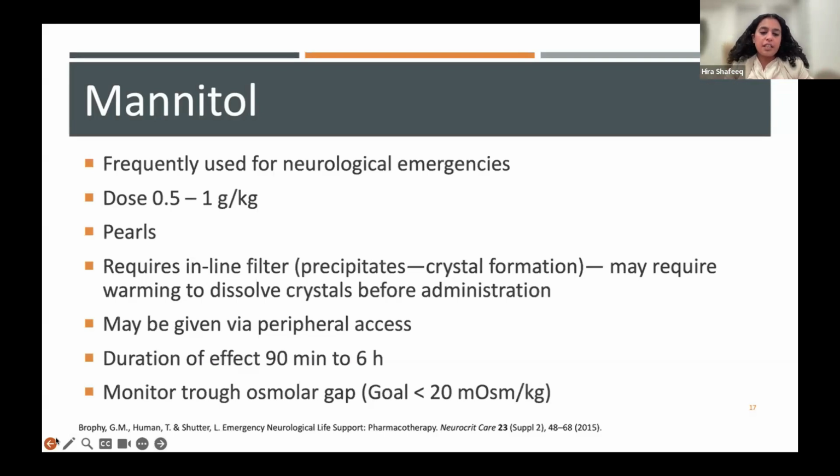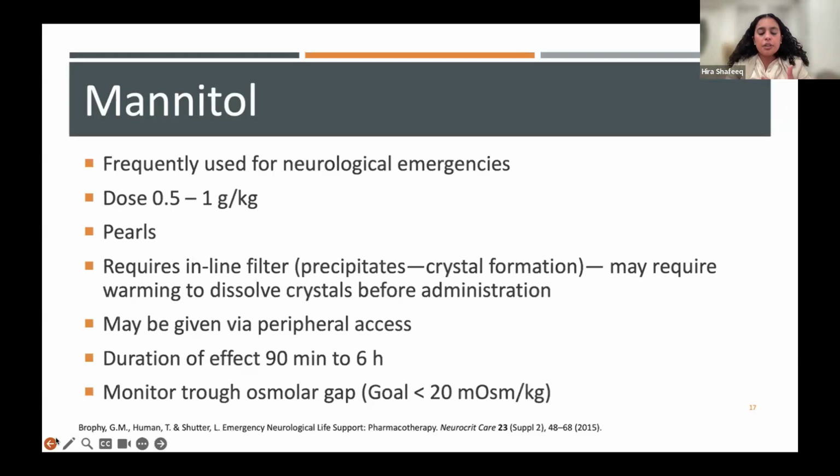The duration of effect can be anywhere from an hour and a half to 6 hours. So you will see that. And it's really a diuretic as well, right? So you'll get to see the effect at least the first 2 hours. Once you give it, the patient can put out as much as 500 cc of urine an hour.